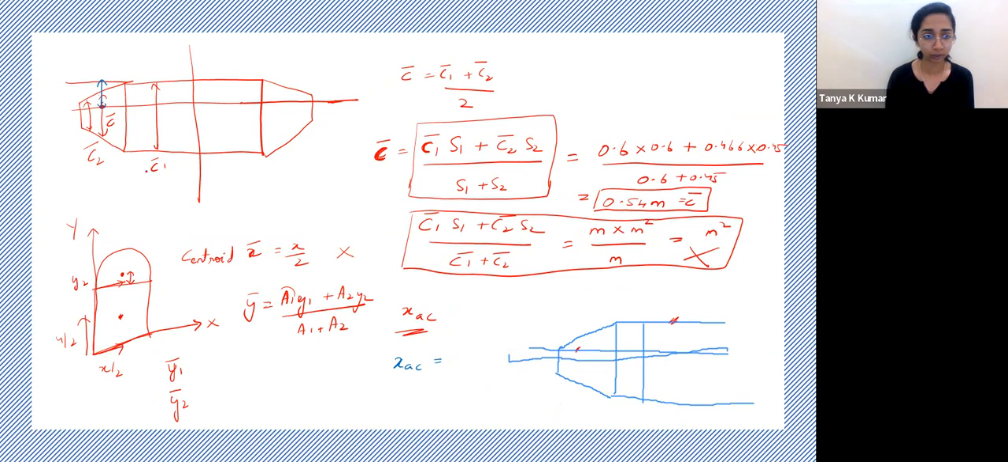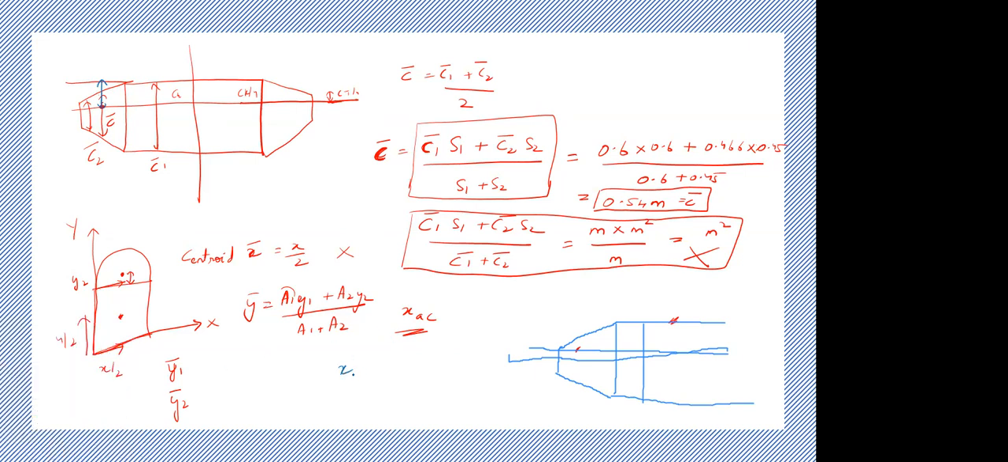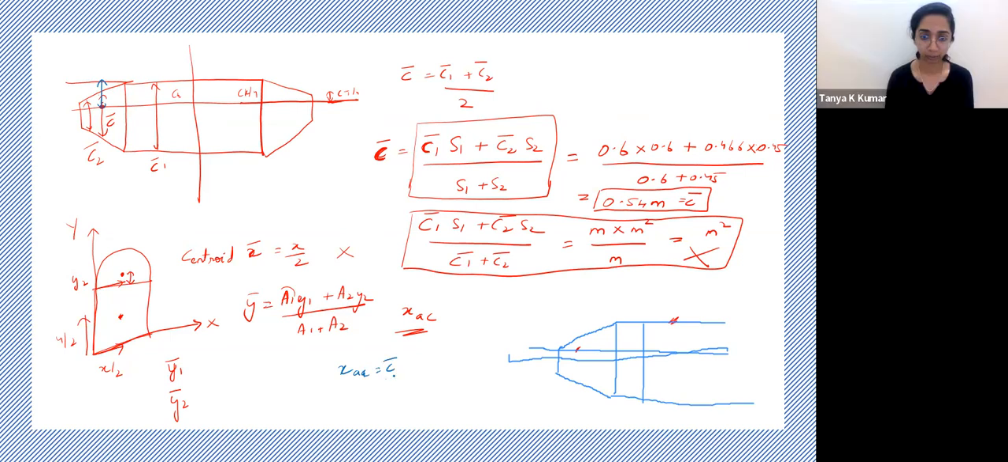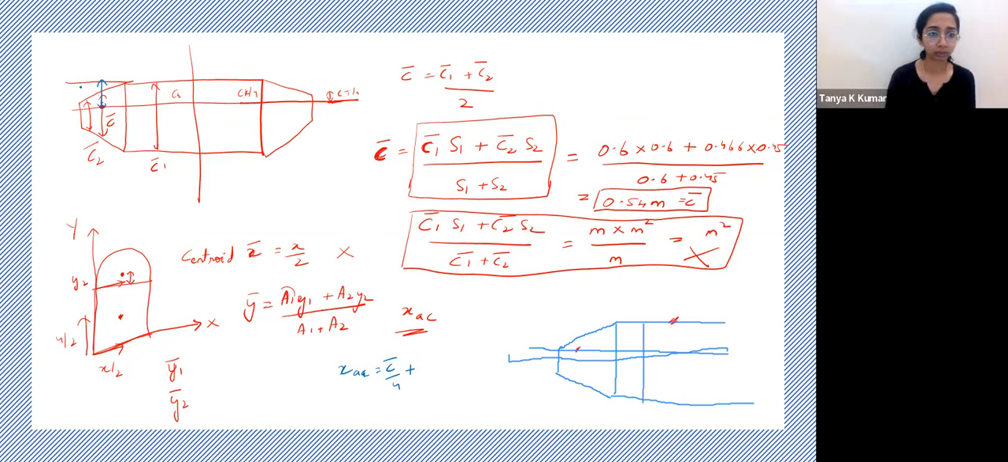So what is XAC now? Since this is quarter chord, this is CT by 4. This is CR by 4. It is the quarter of every chord along the axis. So what will this line in blue, that is XAC, be? Ma'am, C bar by 4 plus C1 bar by 4, because it lies along the quarter of every chord, from C1 to CR, ma'am.